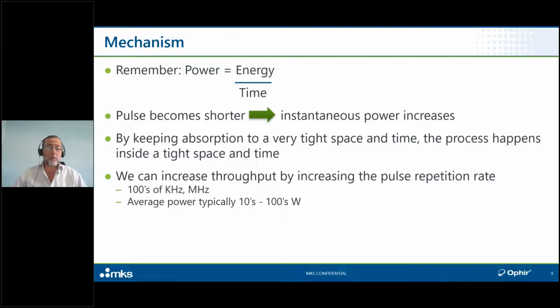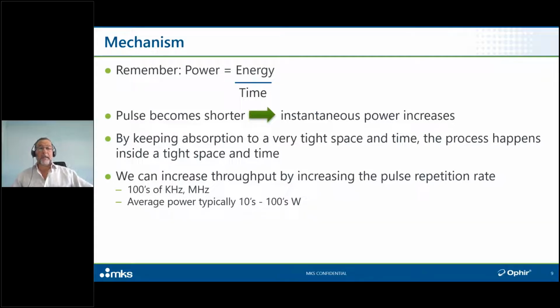Okay, let's remember that power is energy per time, right? A watt is a joule per second. So when we're talking about instantaneous power, not to be confused with average power, but the power during the course of the pulse, as the pulse becomes shorter, the instantaneous power becomes bigger for the same given energy. By confining the absorption to a very tight space and time, the process happens inside a very tight space and time. So each pulse is now carrying out a process.